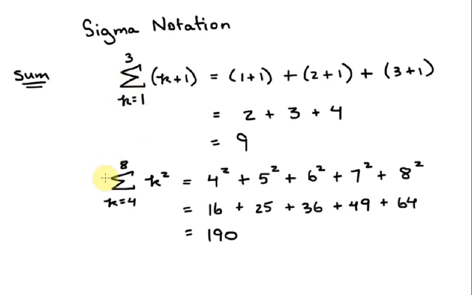And let's just look at these two examples here and see. Now here we had 1, 2, 3 terms, and K started at 1 and went up to a 3. Okay, now what about down here? Here we had 1, 2, 3, 4, 5 terms. K starts at 4 and ends at an 8.